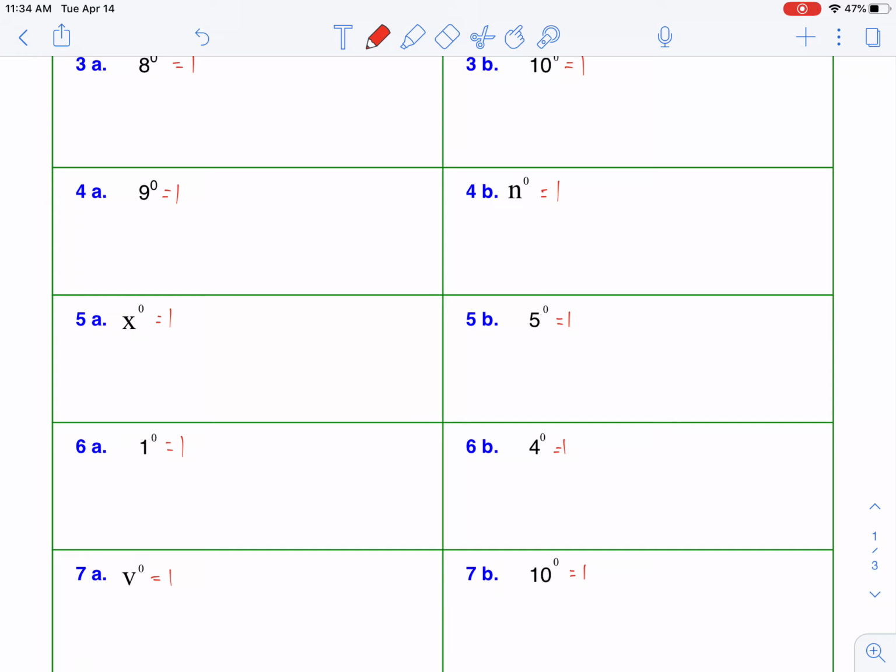Today's assignment is simply going to be really easy. We're going to answer 10 questions of different things that have 0 as the power. Hopefully you can figure out what the answer will be.